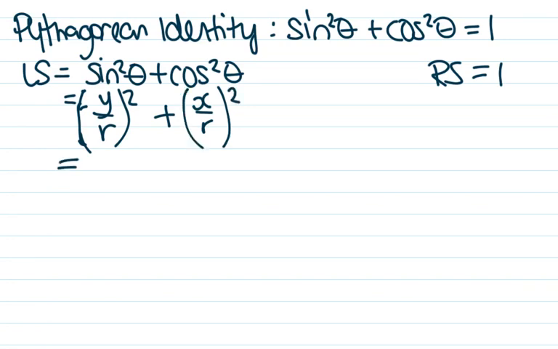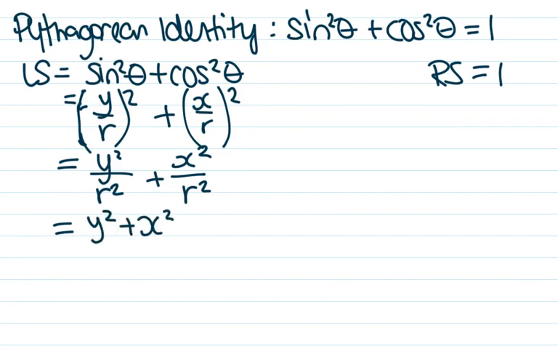Now, our exponent rules tell us that if the whole fraction is squared, that means the numerator is squared and the denominator is squared. So I have y squared over r squared plus x squared over r squared. Now I'm just adding two fractions. They already have a common denominator, so I can add the numerators: y squared plus x squared over r squared.